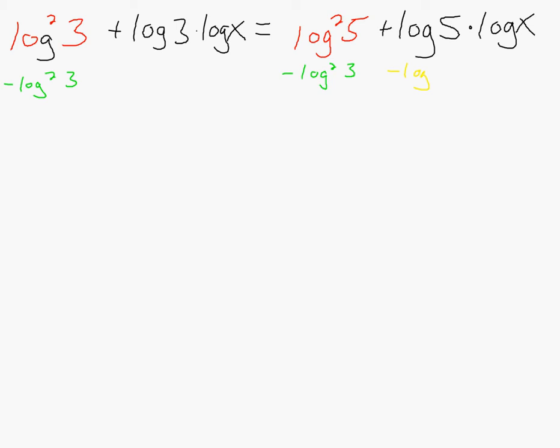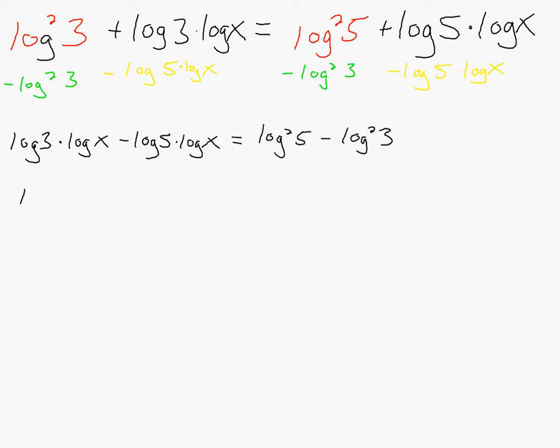Also, if I want log of 5 times log of x on the left, I got to subtract that from both sides. Notice that even though we have 4 terms, none of them are like terms. So on the left, I have log of 3 times log of x minus log of 5 log of x. On the right, I have log squared of 5 minus log squared of 3.